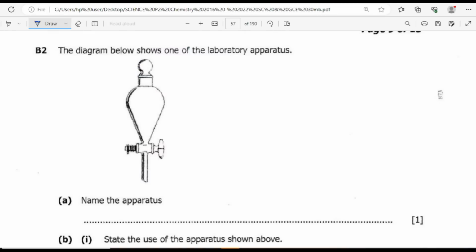Okay, so we move on to another question. The diagram below shows one of the laboratory apparatus. As you are studying and preparing for your exams, make sure you also look at the structure, how to identify an apparatus based on its appearance. The question is: name the apparatus. So what do you think this apparatus is? Please make sure as you are studying, you look at this structure. This structure is known as the separating funnel.